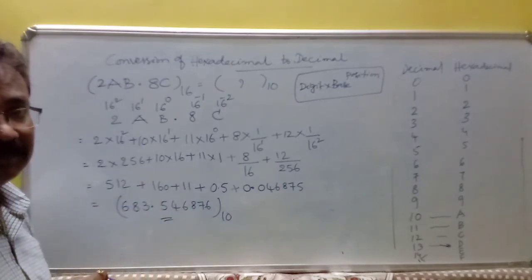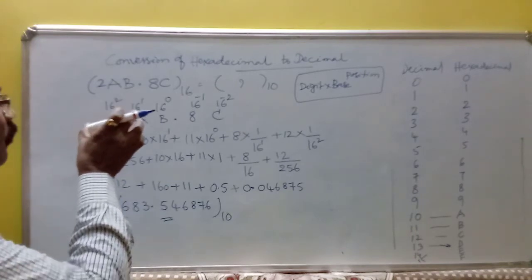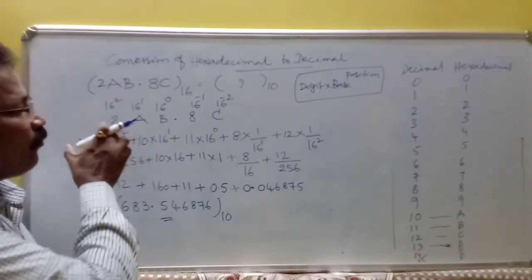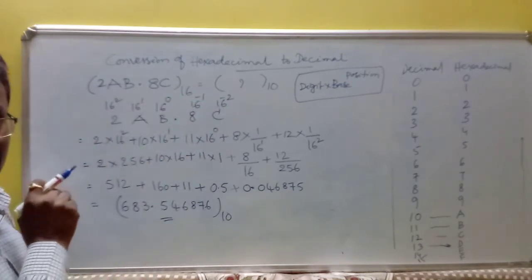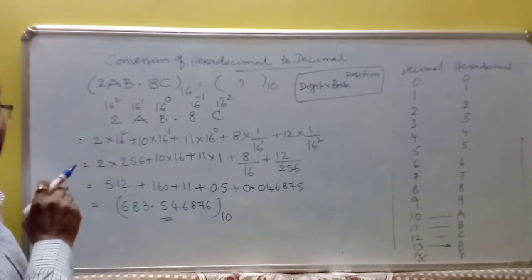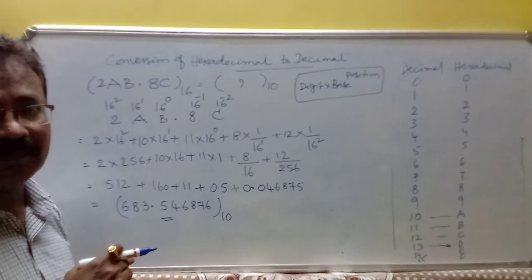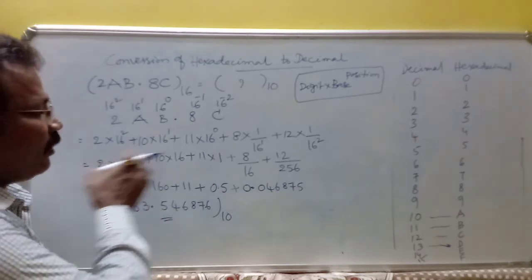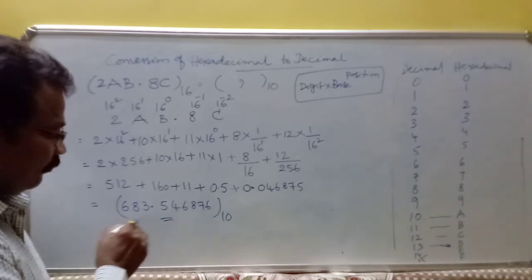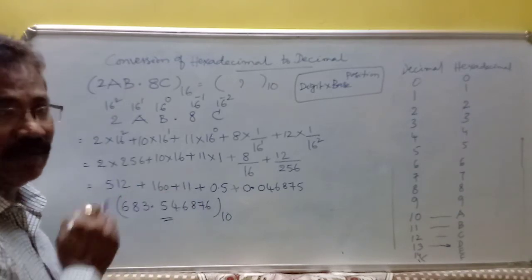First, I repeat again. First, you have to mark the positional weights of each digit. Then, multiply each digit with its respective positional weight, and add all these products. Then by simplifying, you can get the equivalent decimal value.